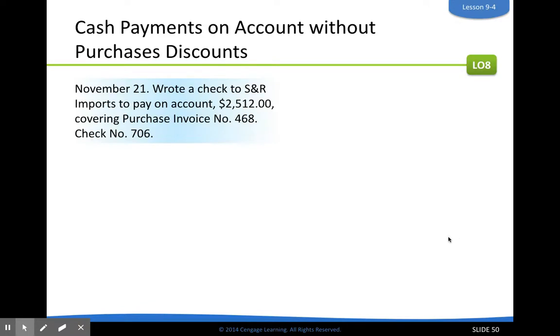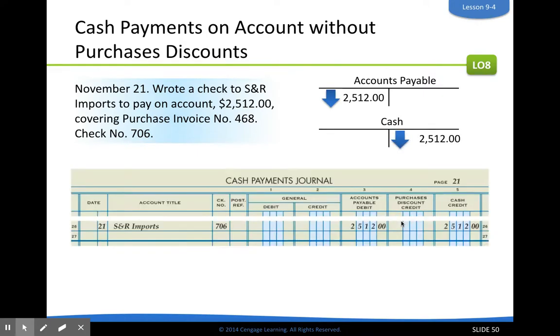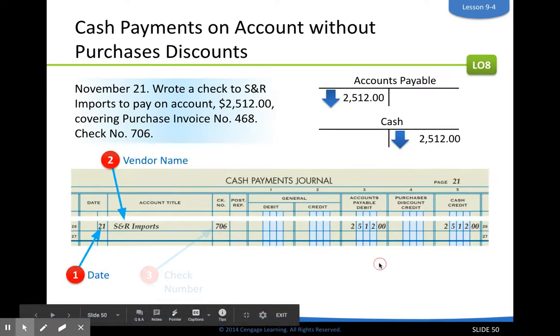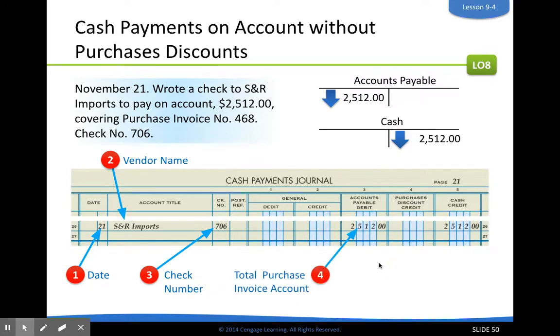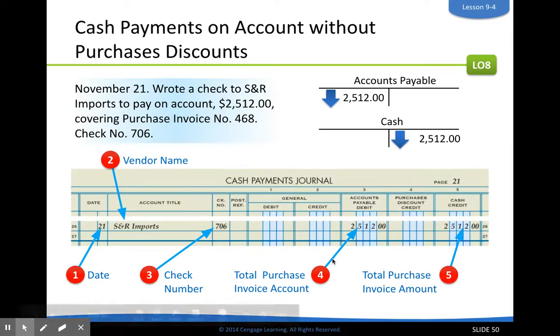Now this is a scenario where we don't get a discount, but that doesn't change anything. We still need to do our accounts payable debit and cash credit. Our accounts payable is decreasing with the debit, and cash is decreasing with the credit. We want to be sure that S&R Imports is noted because we're decreasing their account. Check 706, the total amount $2,512, debit accounts payable, credit cash. So that is lesson 9-4, using a cash payments journal for the first time.